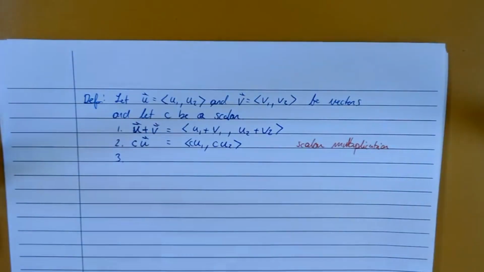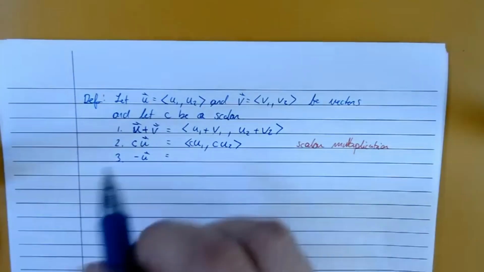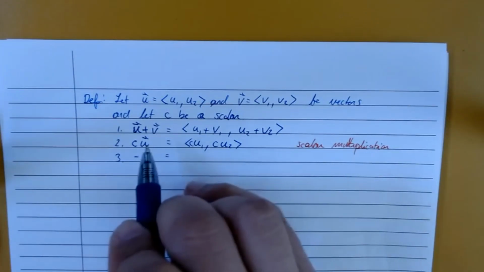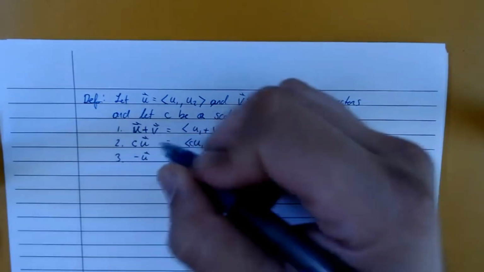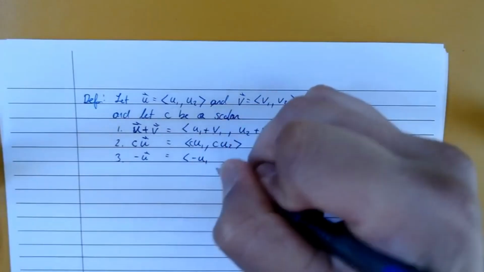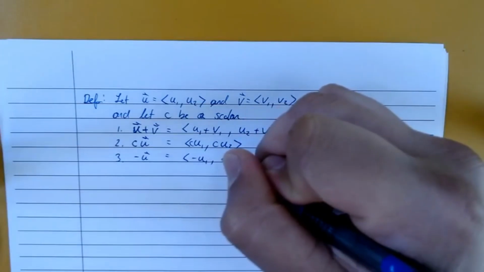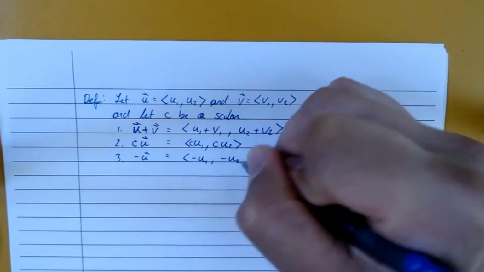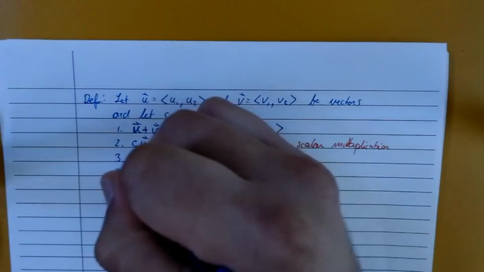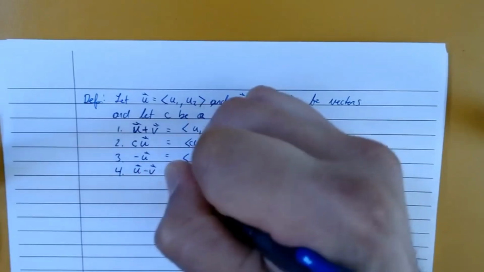The third definition we're going to have is we're going to define the negative of a vector. And the negative of a vector is, well, you can think of it as -1 times u. And all of a sudden it becomes the same as this first one. We're simply going to multiply the -1 times each of the components. So that's -1 u1, or you can just say minus u1, comma, -1 u2, or more commonly just minus u2.